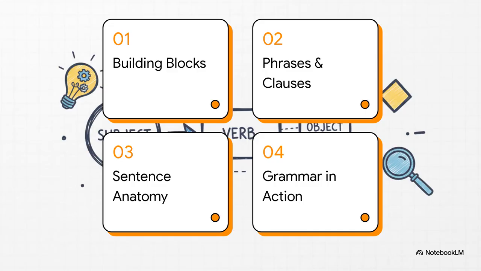So here's our game plan for today. First, we're going to look at the absolute basic building blocks of language. Then we'll see how those blocks form bigger things like phrases and clauses. After that, we'll get into the main event, the core blueprint of the sentence itself. And finally, we'll put it all into action and solve that hermit puzzle.